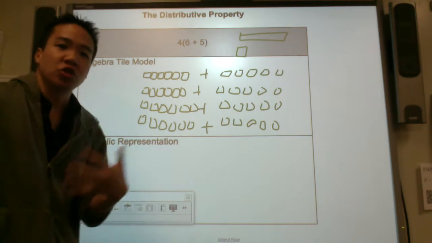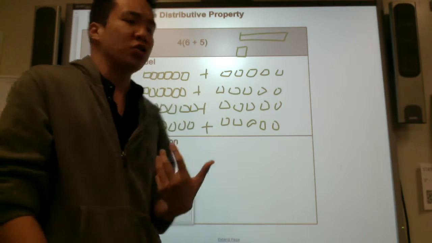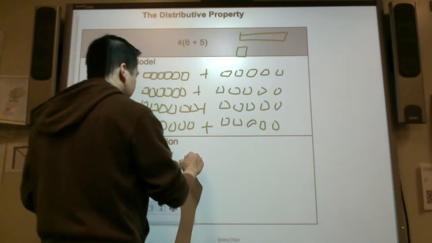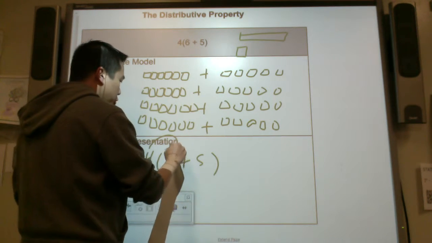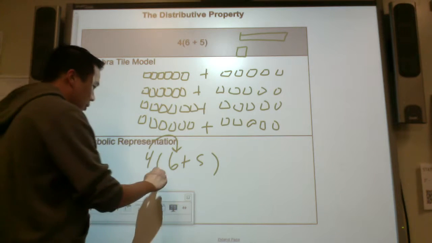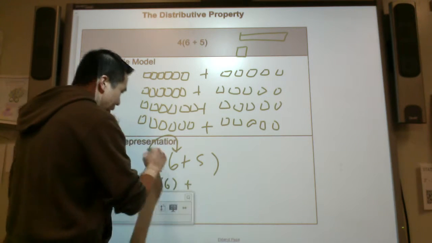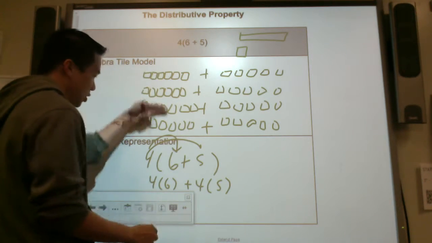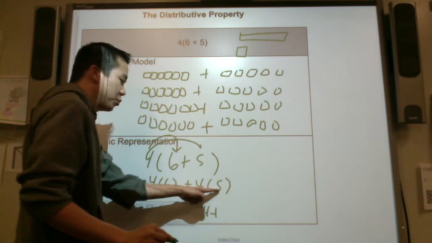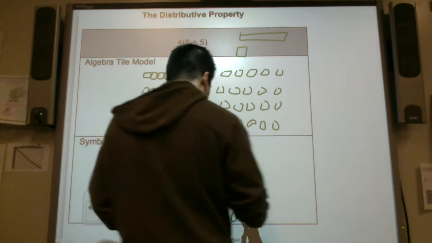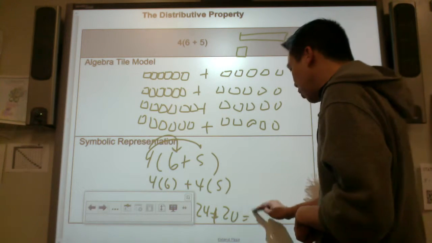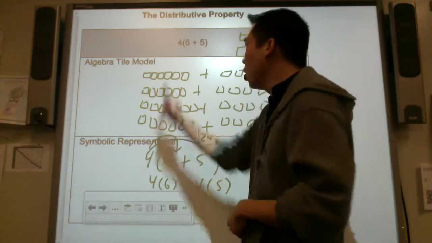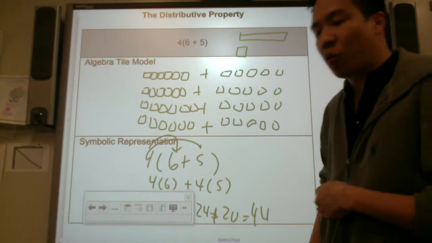What if you do not want to use algebra tiles? What if you don't want to draw it out like this? We could do it this way. What's 4 groups of 6? 4 groups of 6 plus 4 groups of 5. 4 groups of 6 is 24. 4 groups of 5 is 20. Together, it adds up to 44. To check your answer, what's 6 plus 5? 11. 4 groups of 11 is 44.